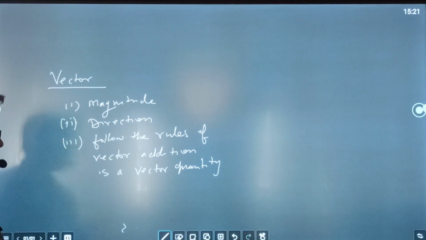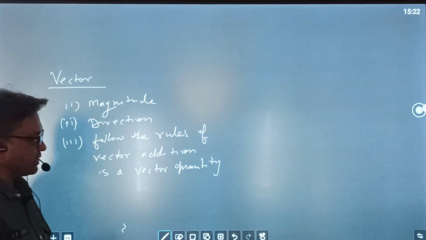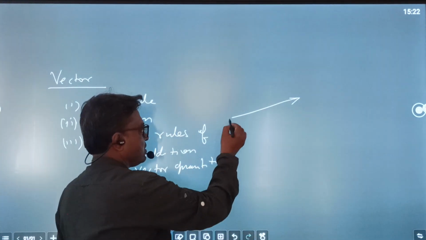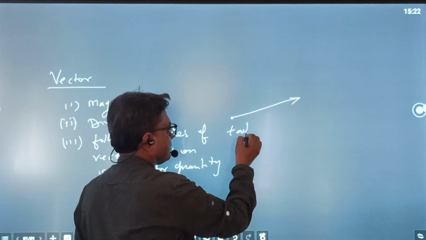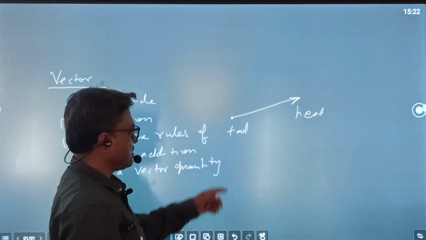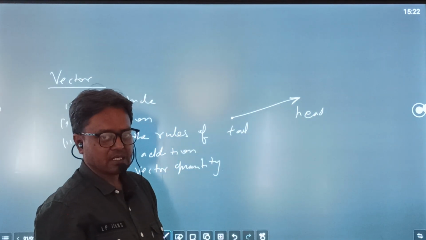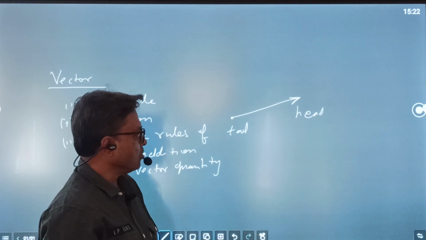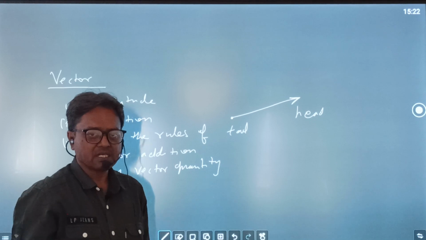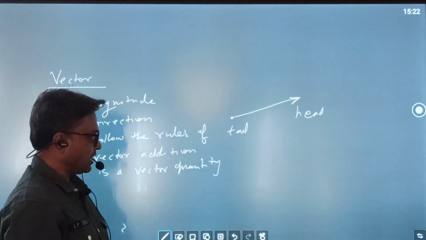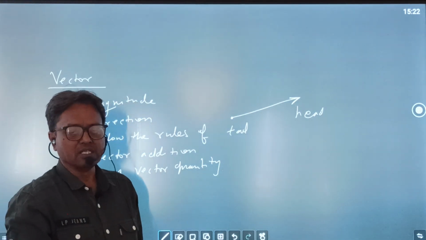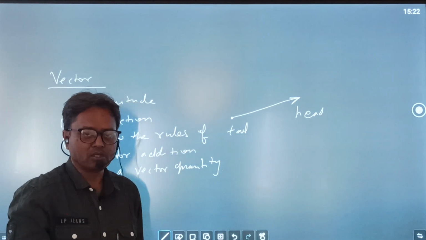Now, how to represent a vector? So a vector is represented by an arrow. It has a tail and head. There is an arrow on the head and this is the tail. Direction is from tail to head. The length of the arrow is proportional to its magnitude. More is the length, more is the magnitude of the vector.